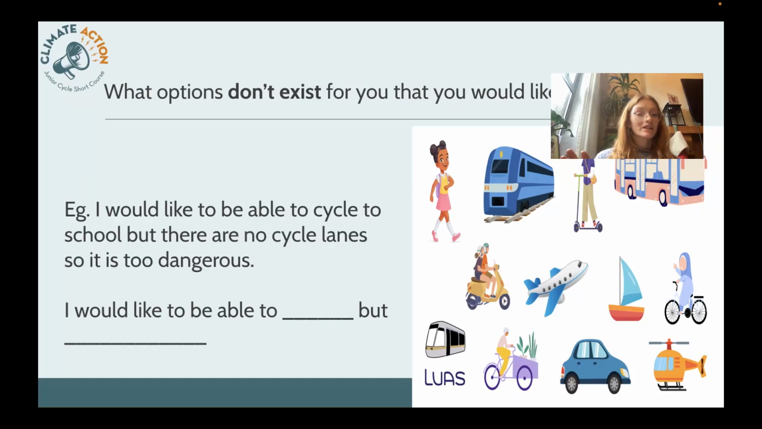And then we're trying to identify what options don't exist that they would like. So for instance, I'd like to be able to cycle, but there's no cycle lane, so it's too dangerous. It's just not possible for me to cycle. So we're trying to identify what options don't actually exist, and figure out why they don't exist, or why the students can't take them.